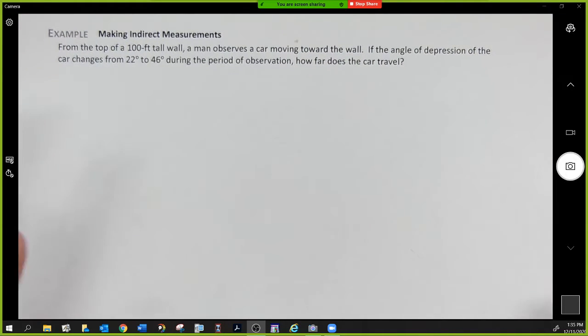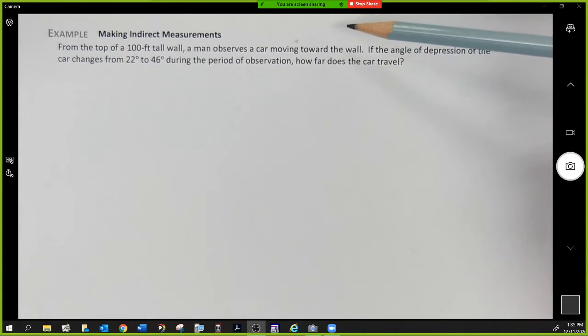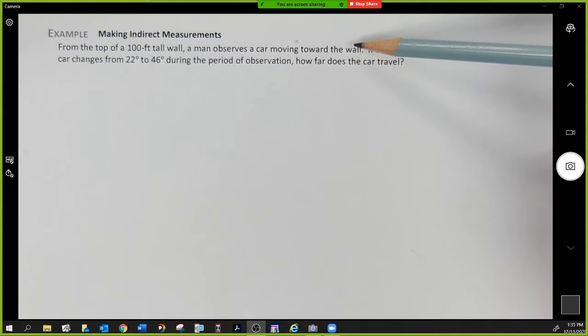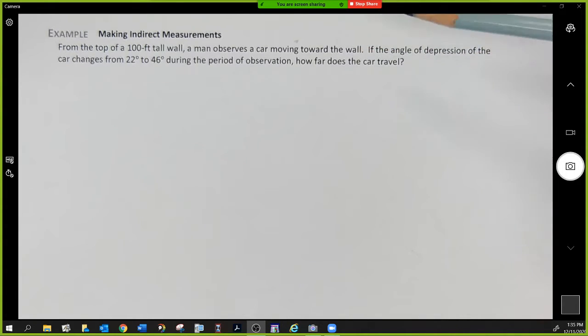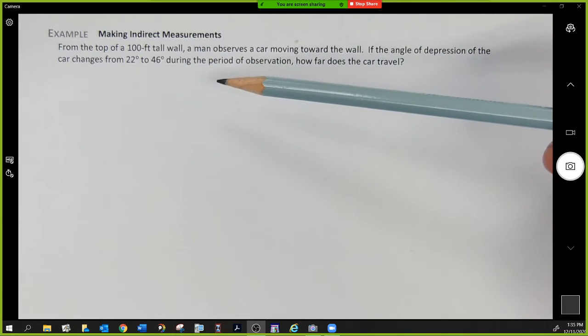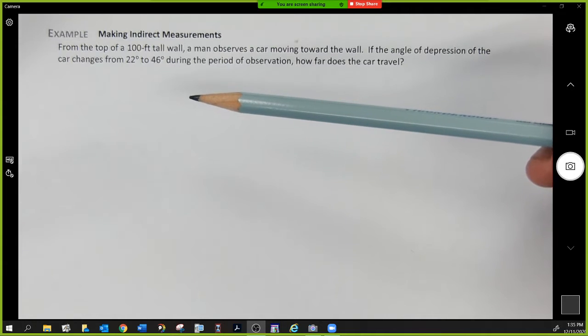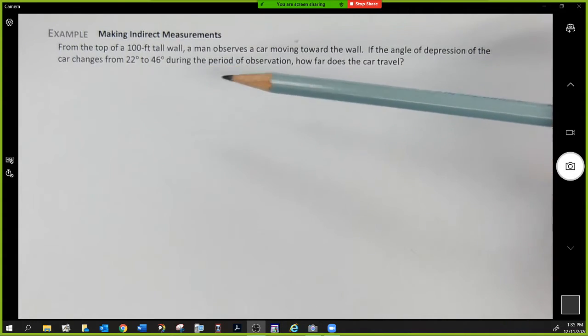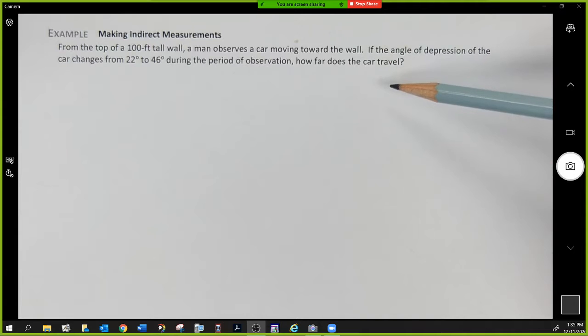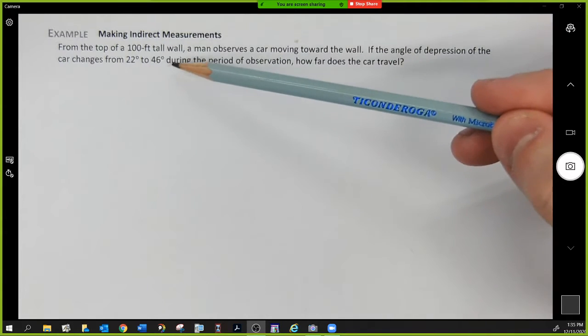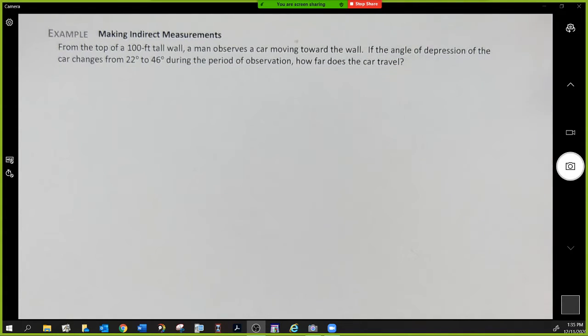From the top of a 100-foot wall, a man observes a car moving toward this wall. So we've got some dude sitting on a wall and he sees a car driving towards the wall. If the angle of depression of the car changes from 22 degrees to 46 degrees, it's going to change to 46 degrees as it gets closer because it's closer, so you have to look further down. We want to know, how far did that car travel? So when that angle changed from 22 to 46, how far did the car travel?